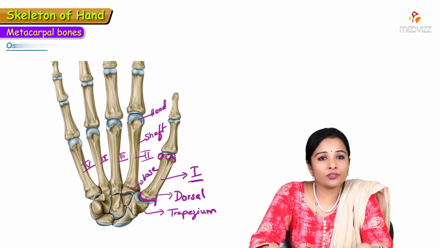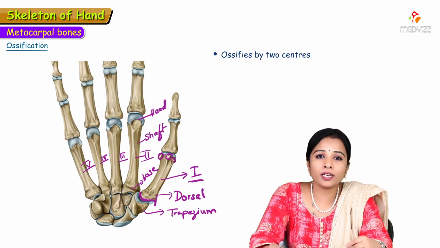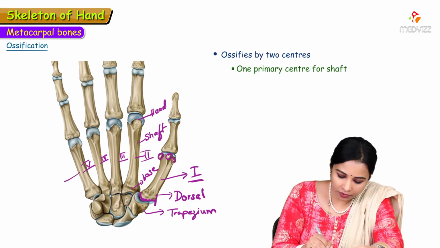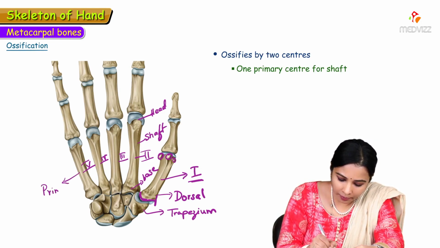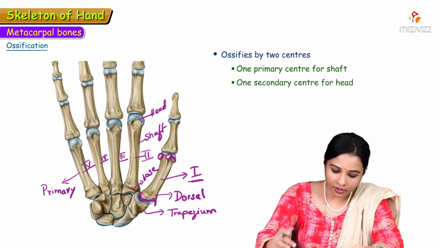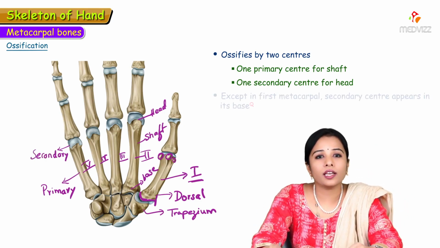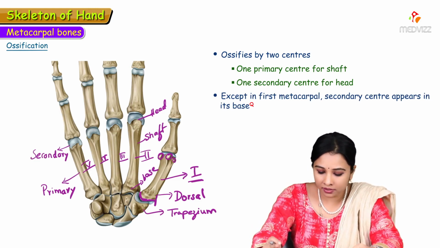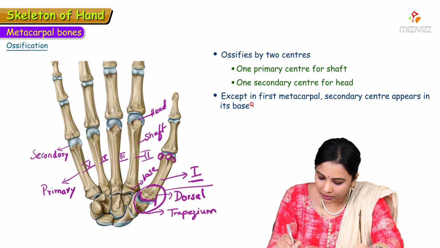Let's see about the ossification of these metacarpals. Each metacarpal ossifies by 2 centers: one primary center which appears for the shaft before birth, and one secondary center for the head. Except the first metacarpal, where the secondary center appears for the base.